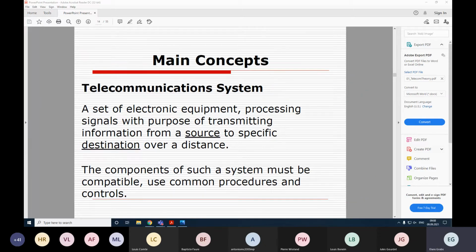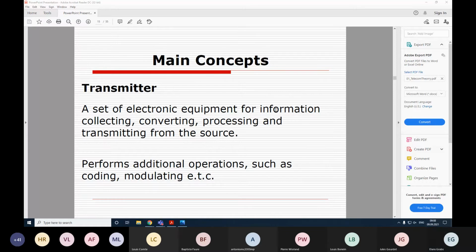We'll talk about this during this course. So, as I said, a telecommunication system consists of a transmitter and a receiver. The transmitter is a set of electronic equipment related to collecting information, converting, and processing it, and sending it from the source into the channel or line. Accordingly, it performs certain operations we'll talk about today, like coding, modulating, formatting, and so on. So this is on the one side.